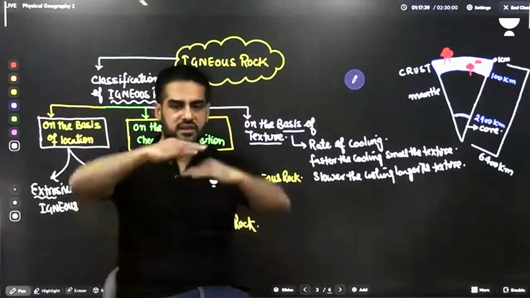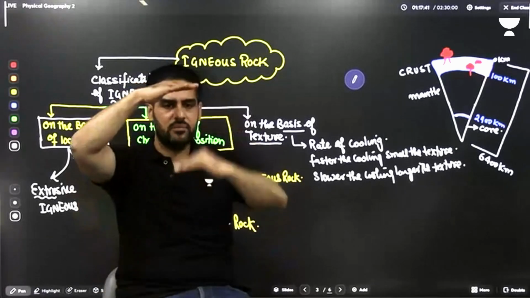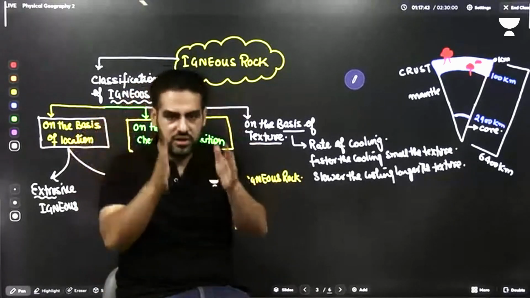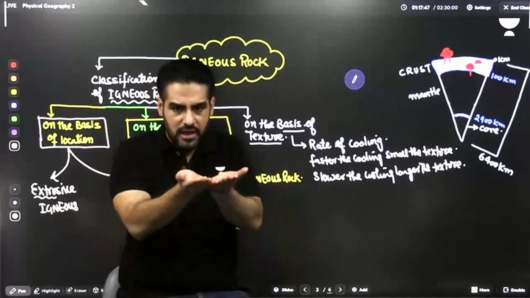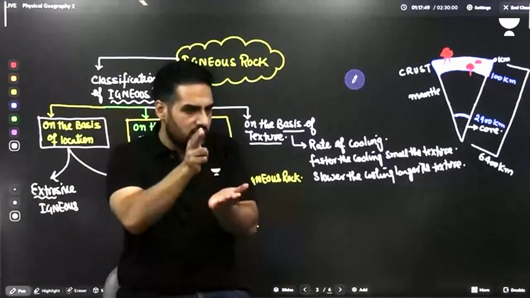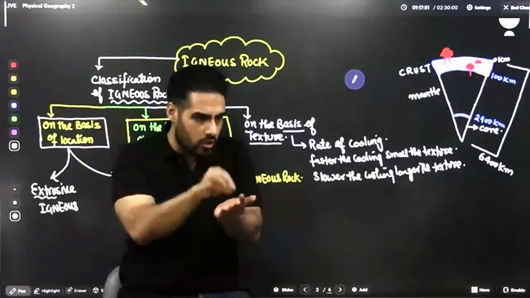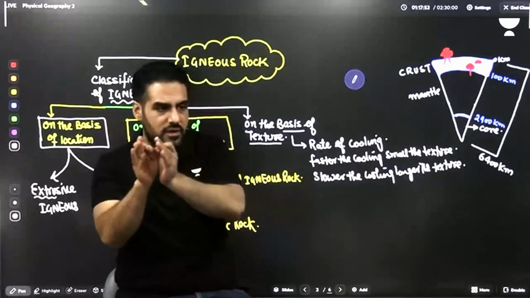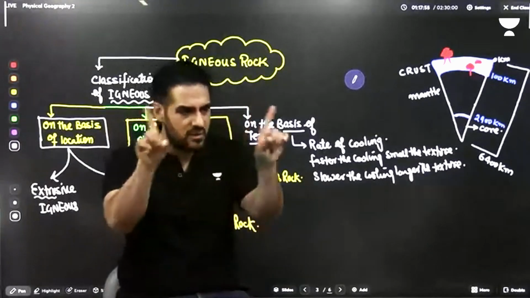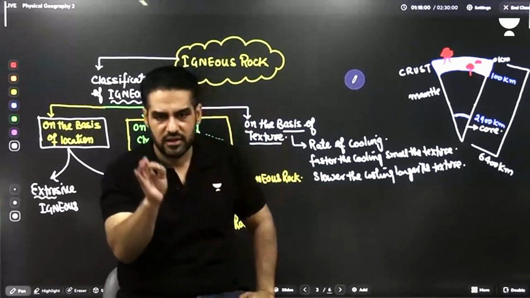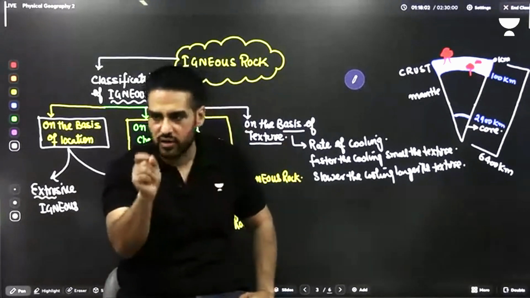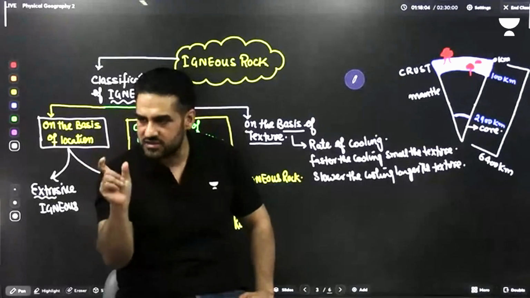On the basis of location, they can be extrusive, they can be intrusive. In intrusive, as the magma is upwelling from the magma chamber, at the greater depth, as the magma begin to cool, the rate of cooling will be very slow, thus the size will be bigger. Such rocks are called as hypabyssal, such are called as plutonic igneous rocks.